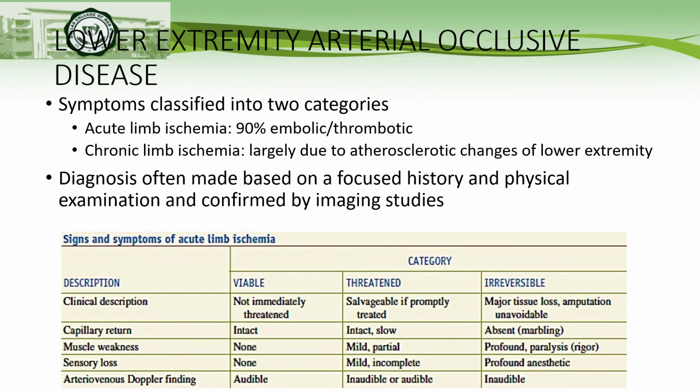So now let's move on to lower extremity arterial occlusive disease. The symptoms are classified into two broad categories: acute limb ischemia, which occurs in 90% of cases, and may be embolic or thrombotic, and chronic limb ischemia, which is largely due to atherosclerotic changes of the lower extremity. The diagnosis is often made based on a focused history and physical examination and is confirmed by imaging studies. The signs and symptoms of acute limb ischemia are shown here.